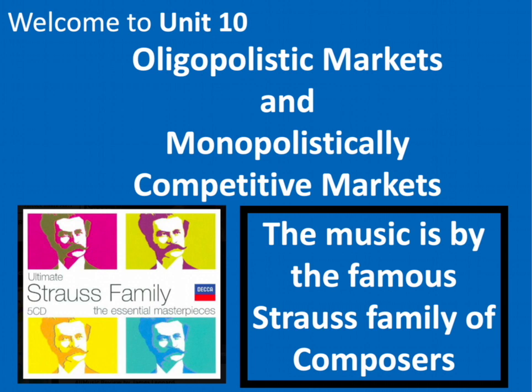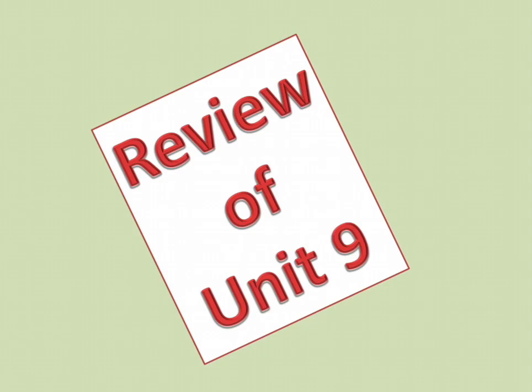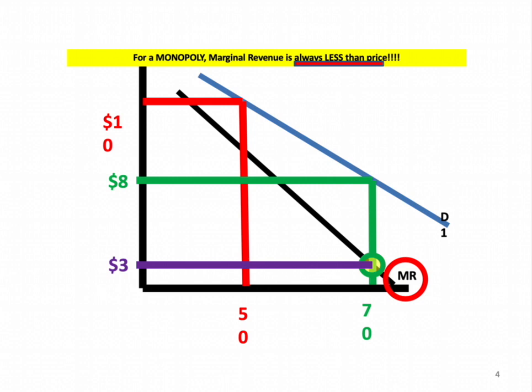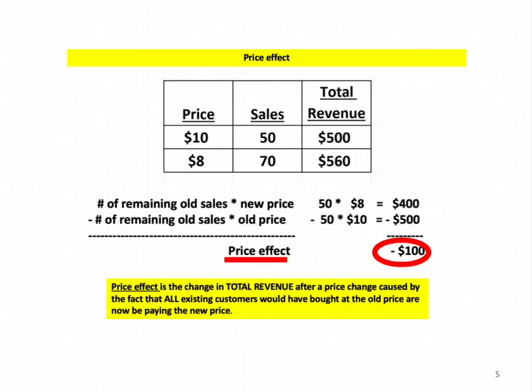And we'll begin by reviewing Unit 9. In Unit 9, we discussed how a monopoly's marginal revenue is always less than its price. Okay? And we saw how that would look graphically when we computed that marginal revenue. Remember, it was only $3, okay, when the price was $8. And we saw that there were two reasons for that.